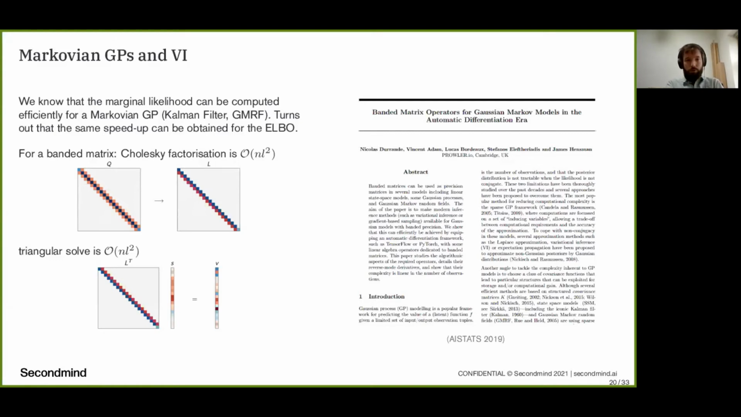So how can this speedup be obtained? The first one is that when you have a banded matrix, the Cholesky factorization is linear in the size of the matrix instead of being cubic. And when you have a GP with a Markov property, the covariance matrix is going to be a full matrix, but the precision matrix, the inverse of the covariance, is going to be a banded matrix. Similarly, a triangular solve can be performed linearly in the size of the system. There's also a dependence that is quadratic in the bandwidth. So if you make the bandwidth equal to the size of the matrix, then you recover the usual complexity.